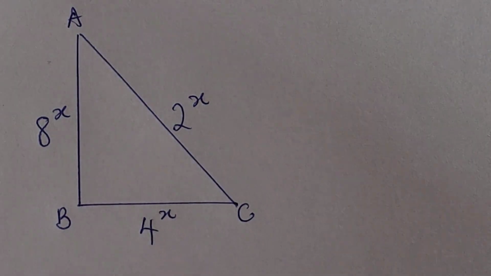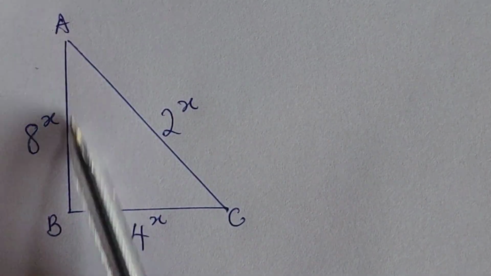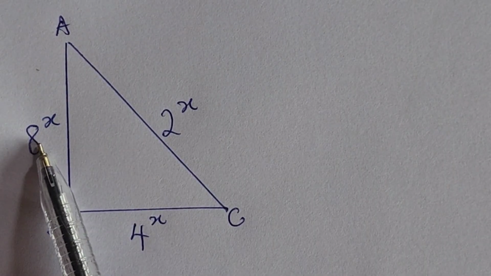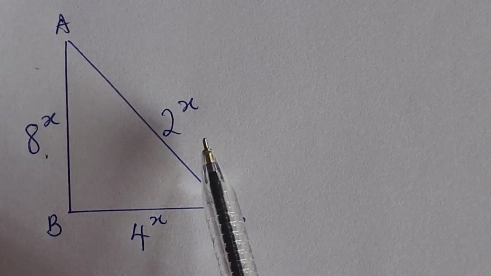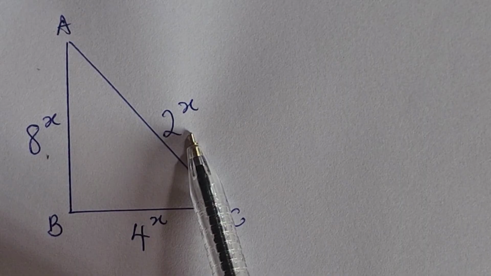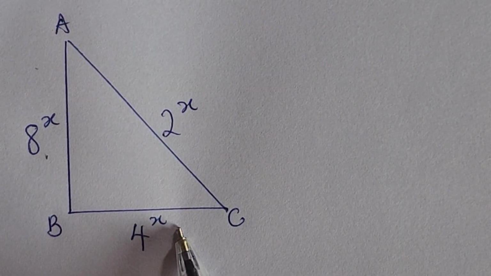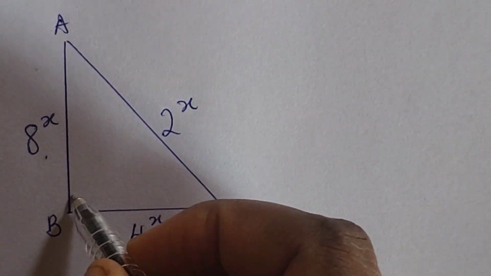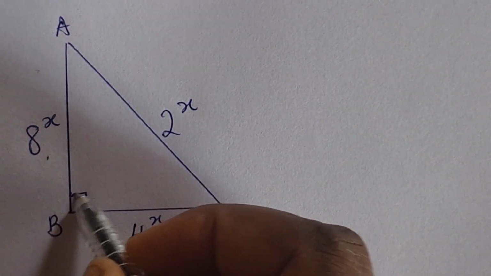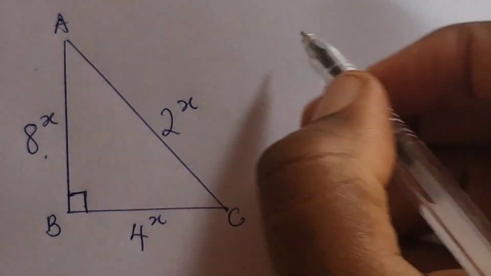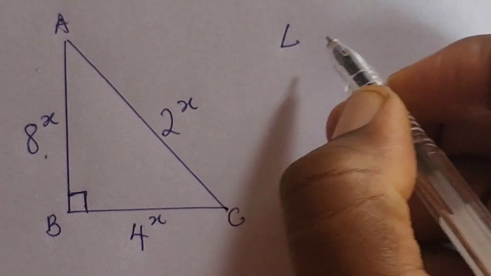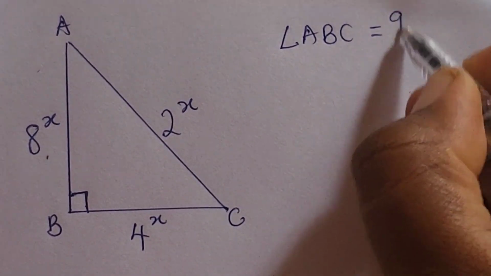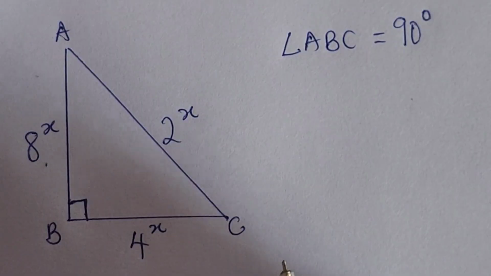So today we want to resolve this problem. We have a right angle triangle with its opposite to be 8 to the power of x, its hypotenuse 2 to the power of x, and the adjacent is 4 to the power of x. Since this is a right angle triangle, this is angle 90 degrees. That means we have angle ABC to be equal to 90 degrees.